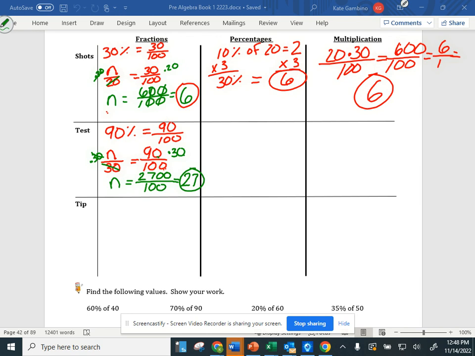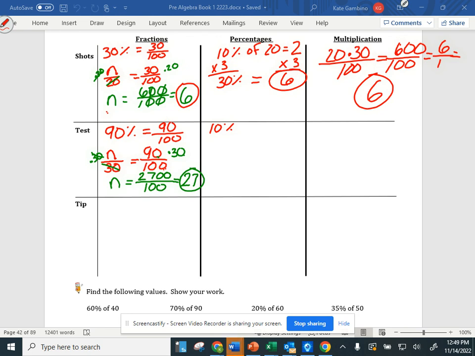Does that logically make sense? So she had 90%. Yeah, it's going to be close to 30, because 90% is close to 100%. It's going to be just a little under. So logically, we know it makes sense. So now let's look at how we would figure that out using percentages. When we work with our percentages, we want to break it down to that 10%. Then we can multiply it up.